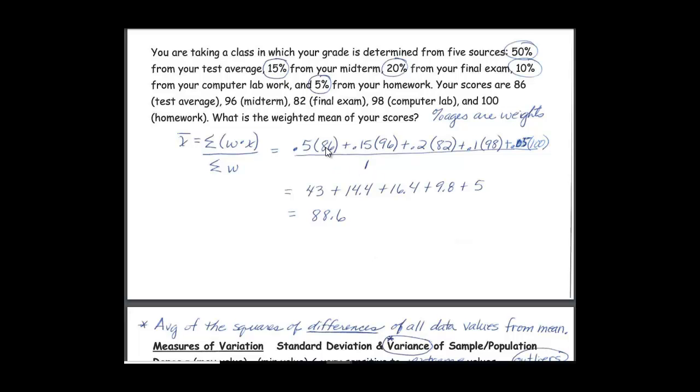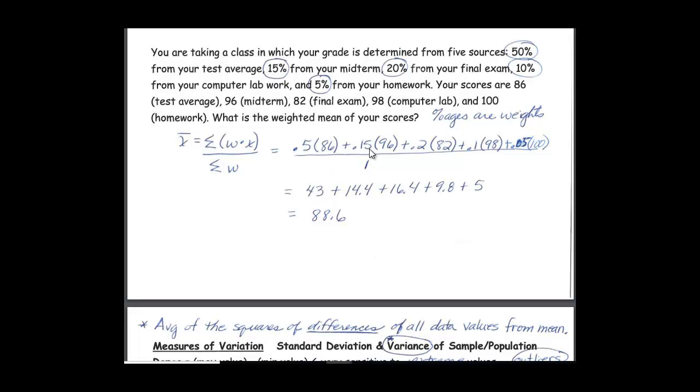I can come up with my average from the test average, or the points earned from the test average. She has 86% for her test average. Your scores are 86 for the test average, so half the grade is from the test average, so 86 times 0.5 gives us 43 percentage points is going to come from the test average.